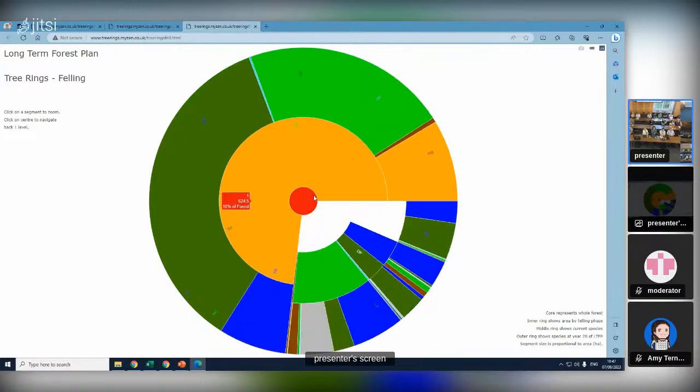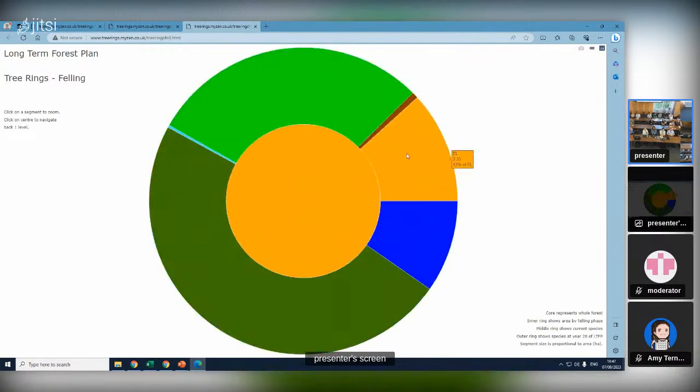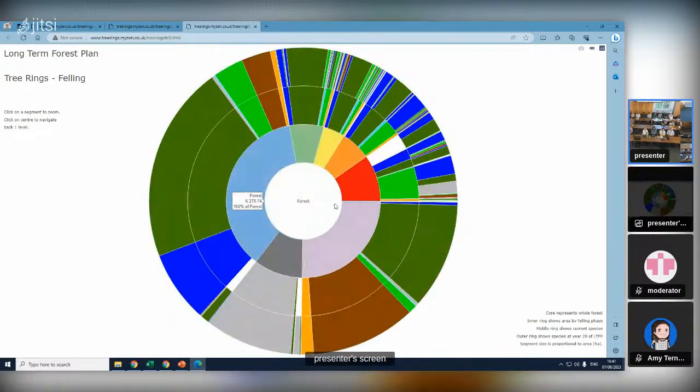So you can interrogate this and look at different things. Somebody could click on that and see that larch and think, oh, I'm going to look into that and figure out where that is so that we can remove that. And yeah, the feedback we've had from this has been really nice. Everyone says it's interesting.